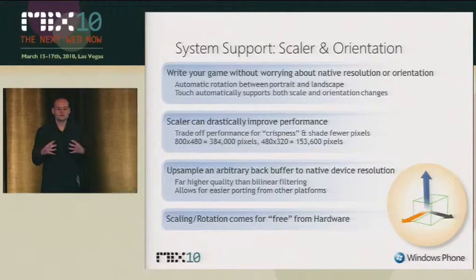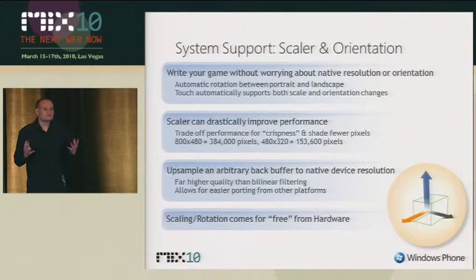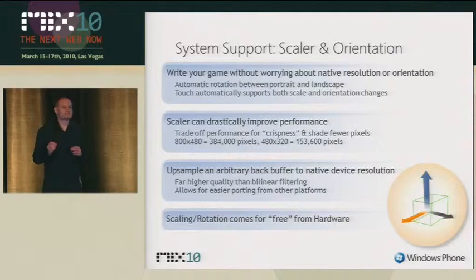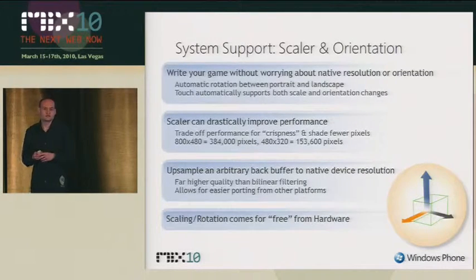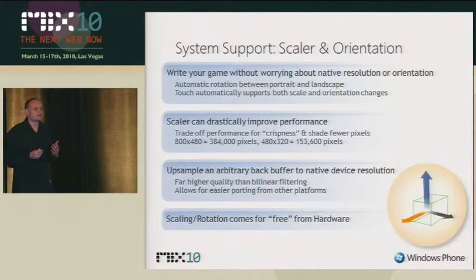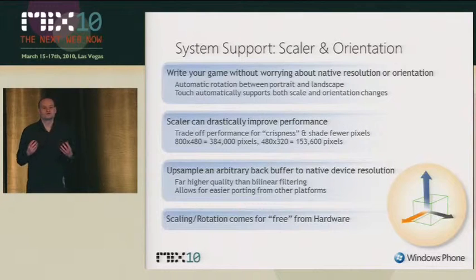So for example, at 800 by 480, you're pushing 60% more pixels to the screen than at 480 by 320. So you have a trade-off that you can make there of getting higher performance for visual crispness on the device. And the real great thing about this is it's all done in hardware, so for you as a developer, it really does come for free.